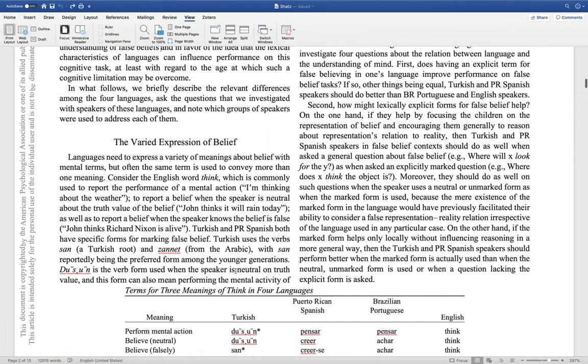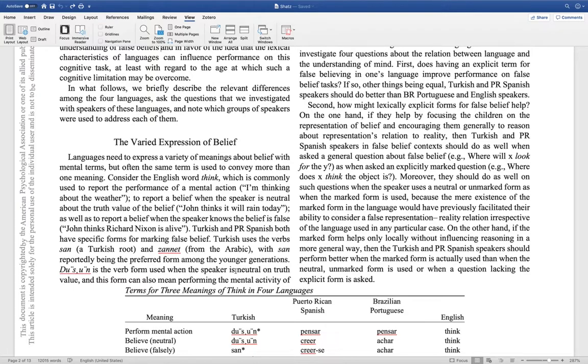The varied expression of belief. Languages need to express a variety of meanings about belief with mental terms, but often the same term is used to convey more than one meaning. Consider the English word think, which is commonly used to report the performance of a mental action. I'm thinking about the weather. To report a belief when the speaker is neutral about the truth value of that belief. John thinks it will rain today. As well as to report a belief when the speaker knows the belief is false. John thinks Richard Nixon is alive.